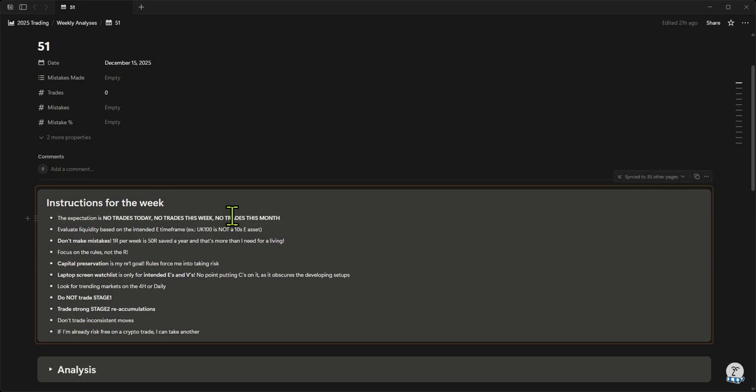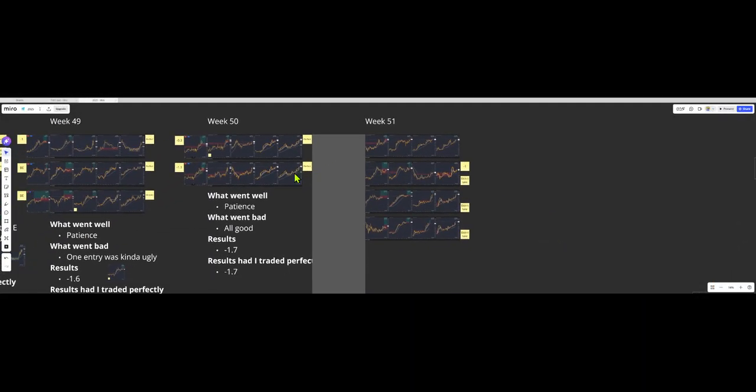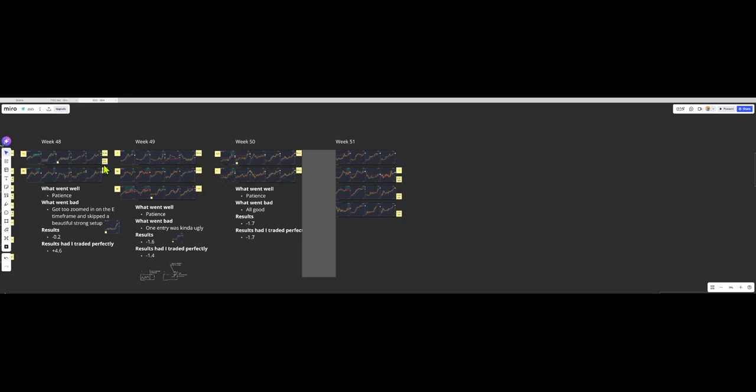Yeah, this is all about patience, right? And honestly, I think it shows. It shows with the amount of trades that I'm taking, like two, three, two. Most of these I didn't even take. Like three of these I didn't take, so just one trade. I think it really shows that I'm being patient and I'm not trading any choppy markets.